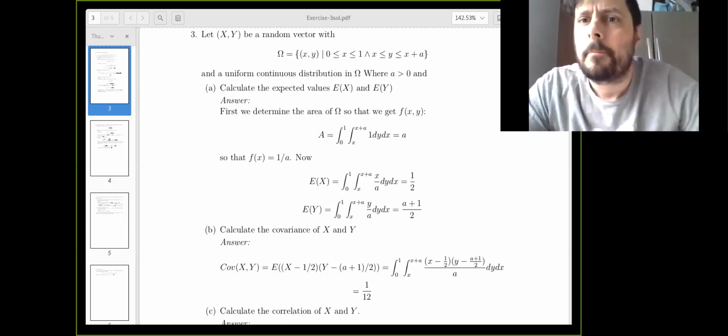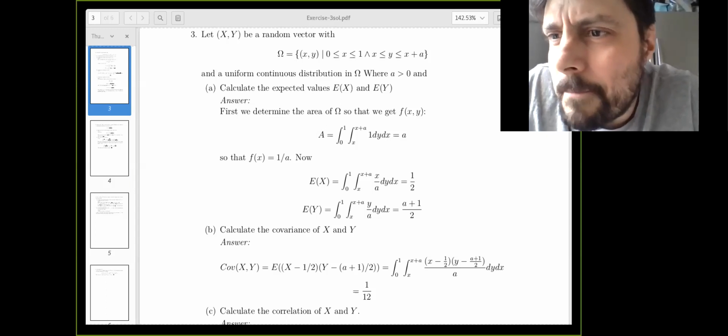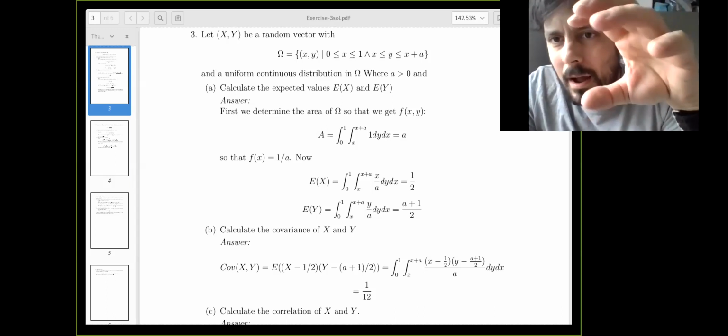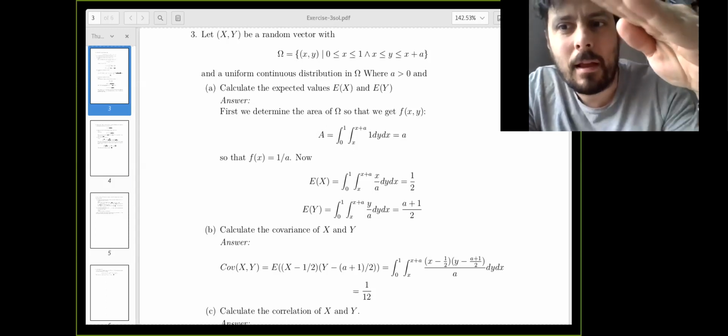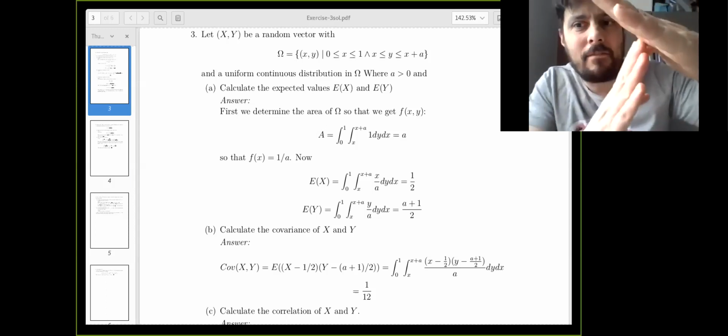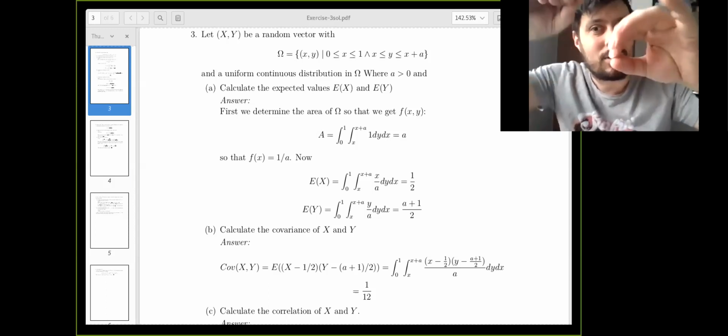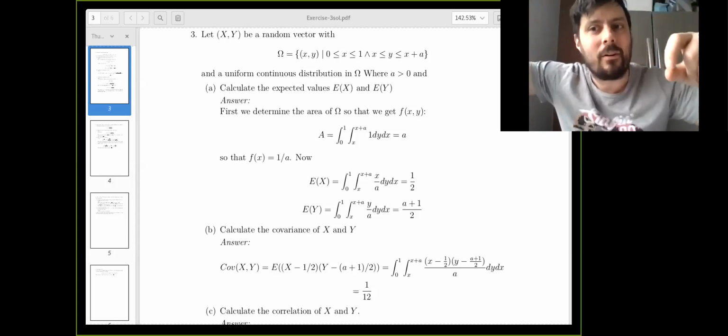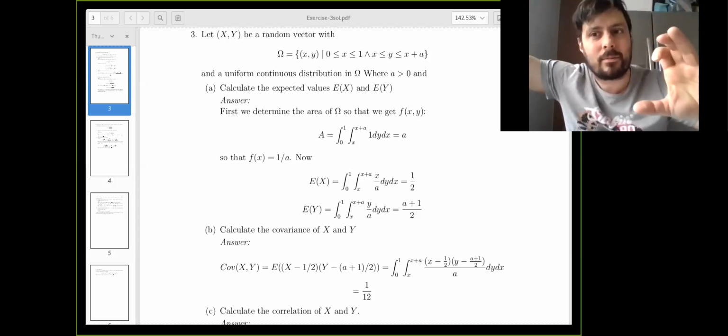Is that right? Well, the value of y ranges from x to x plus a. If x moves, the lower limit goes a little bit up, so you get slightly different values of y depending on x, because x is increasing.